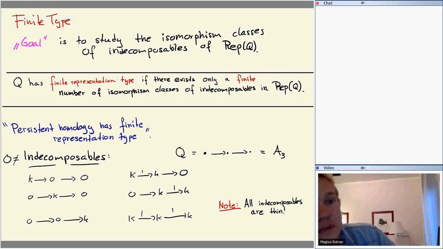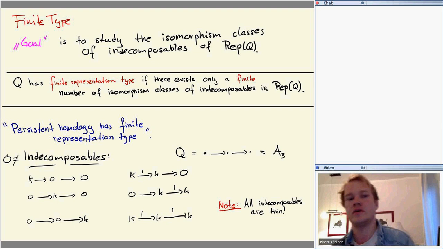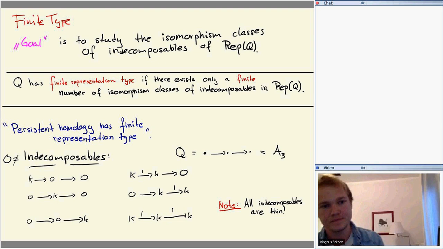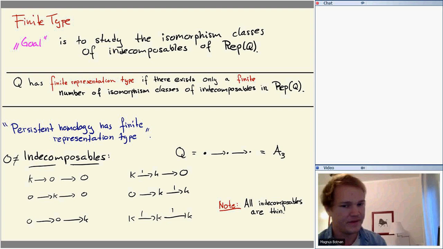So that leads us to the goal, because we now have that a representation can always be written as a direct sum of indecomposables. The topic of today's talk is what the indecomposables can look like. The kind of representation type Q can have is this: Q has finite representation type if there is only a finite number of isomorphism classes of indecomposables in rep Q. For persistent homology, the very backbone is the fact that this is finite, and all these indecomposables are thin.